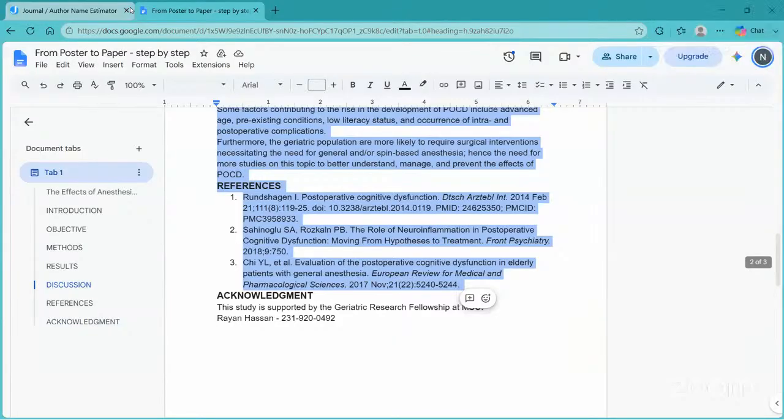Yes, and I can send them the poster. All right, great. Thank you very much for this opportunity. This is a great opportunity for our colleagues, fellows.